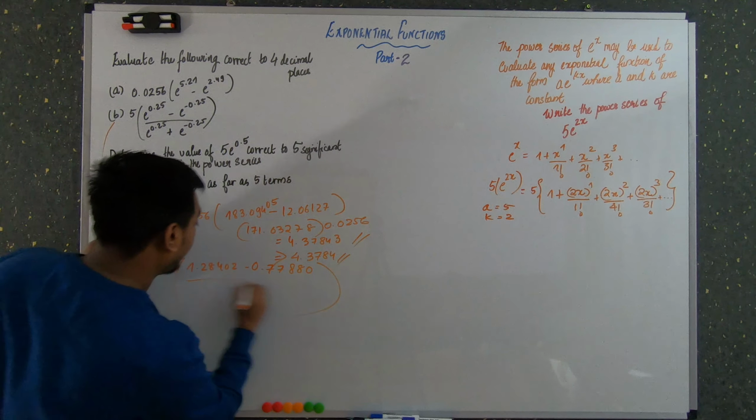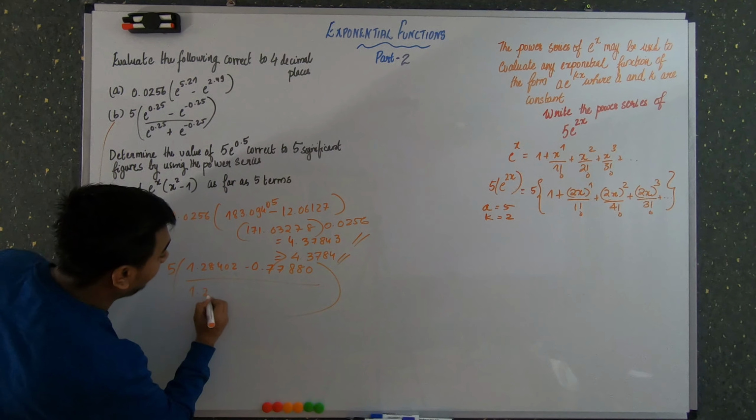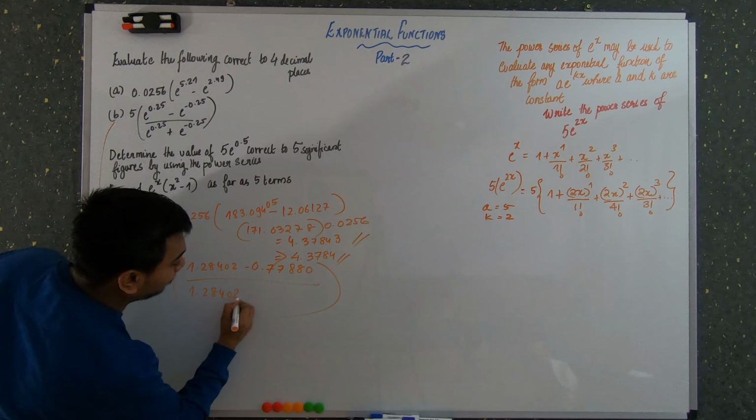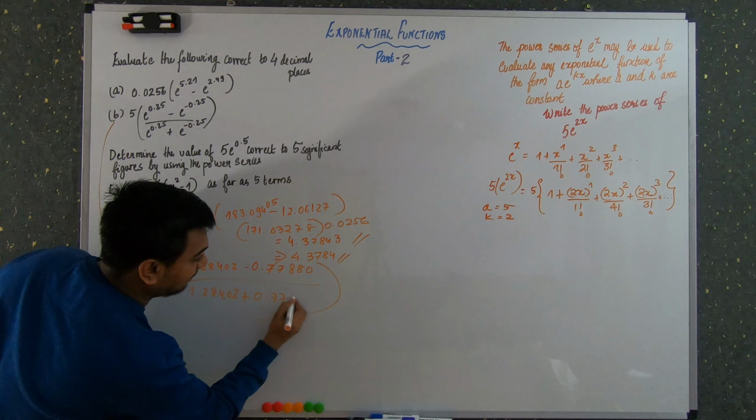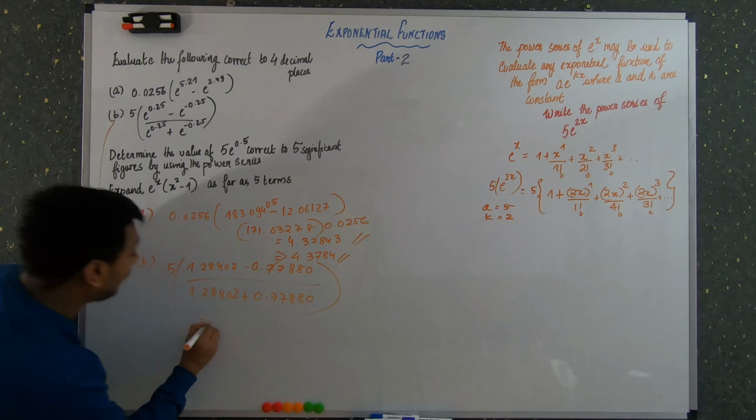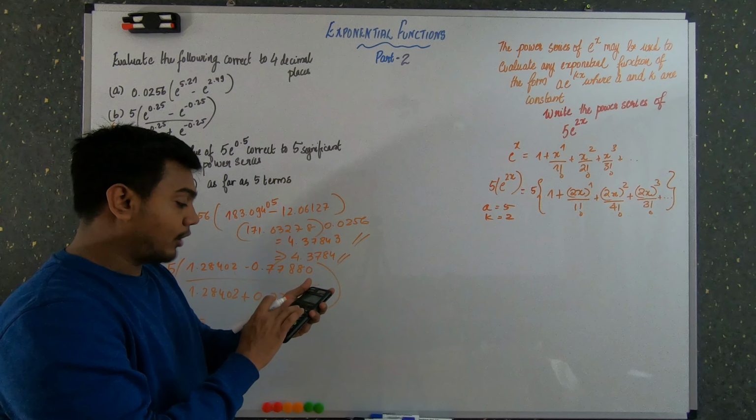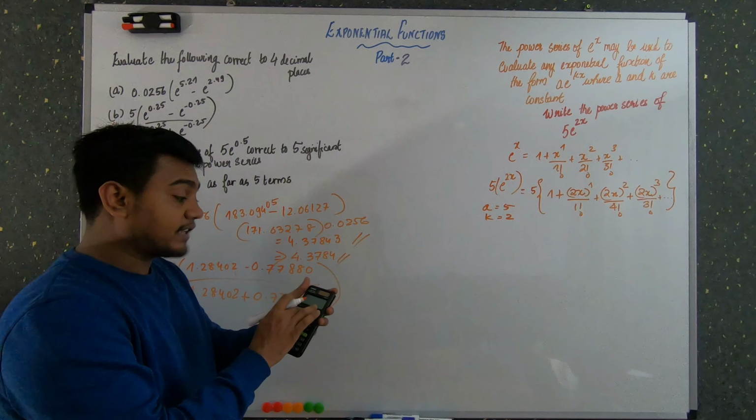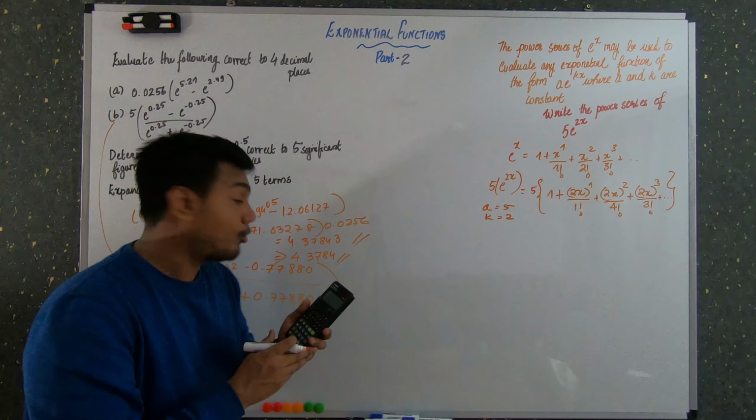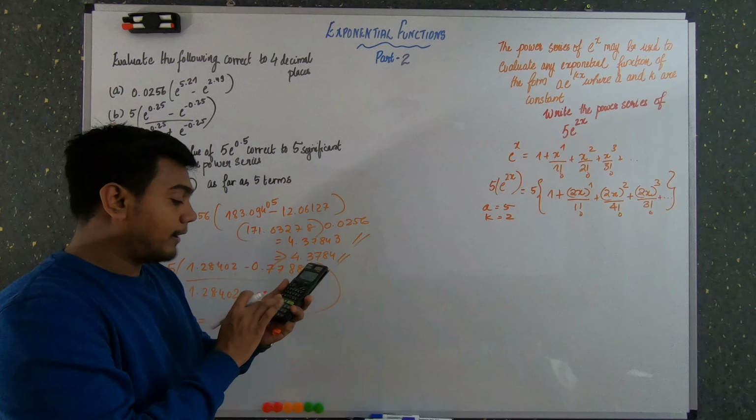Okay, again write it down again here. It's the same, right? 1.28402 plus 0.7780. Now let's find the final answer. For that, add all these terms together. So I'm taking a bracket here. If you have a scientific notation calculator, it's much easier to do the problems.